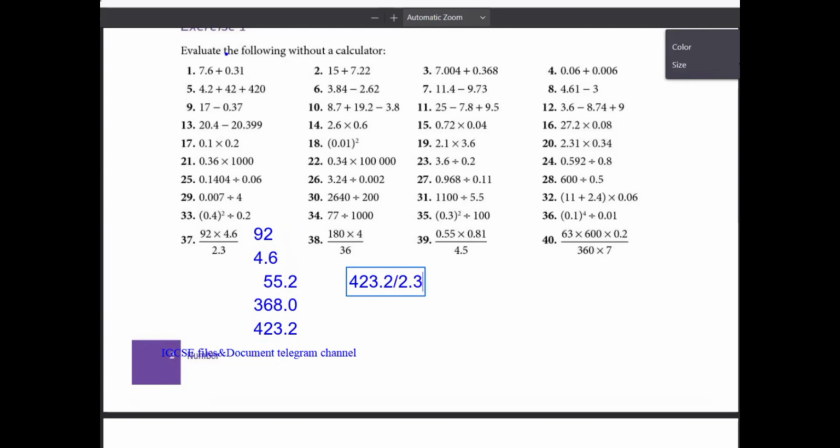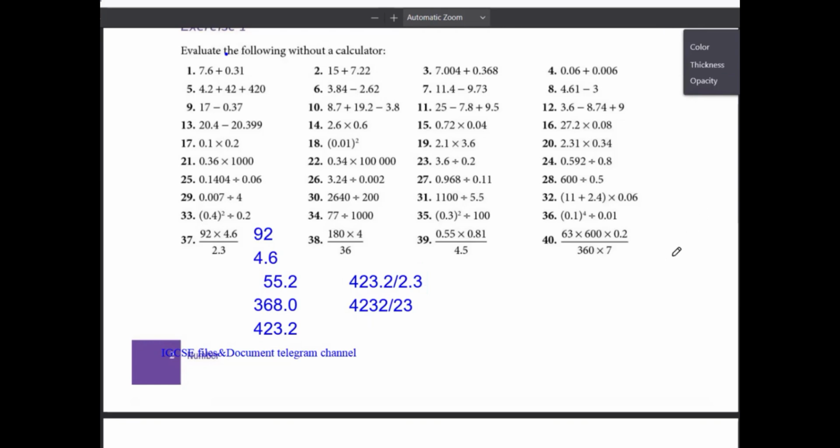And as I've told you before, I don't want the second number here to contain a decimal point. And we have one digit after the decimal point. So we multiply both our numbers by 10, the first one by 10 and the second one by 10. When we multiply by 10, this will be 4,232 divided by 23. And now we're going to do it as normal long division.